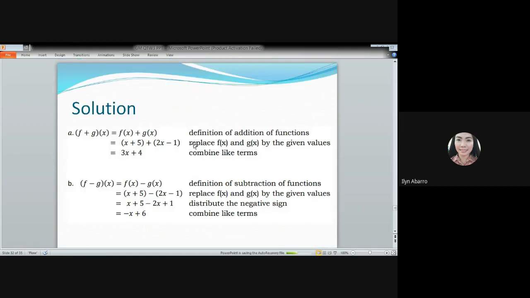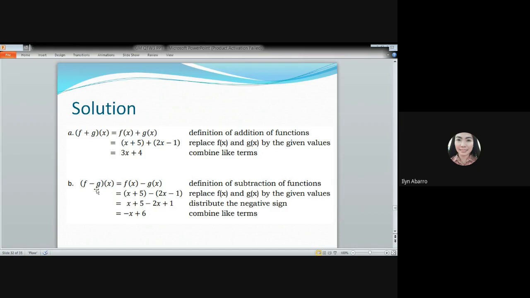Okay? So, replace f of x and g of x by the given values. And then, you add. Just like what we have reviewed on addition of polynomials. So, remove the parentheses and then proceed to addition. Combine the similar terms or the like terms. So, x plus 2x is 3x, and then 5 plus negative 1 is positive 4. So, our answer is 3x plus 4. Okay? Di ba madali kapag nag-review?